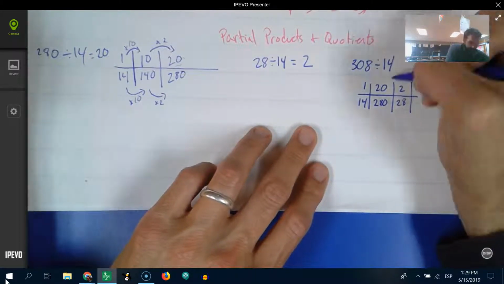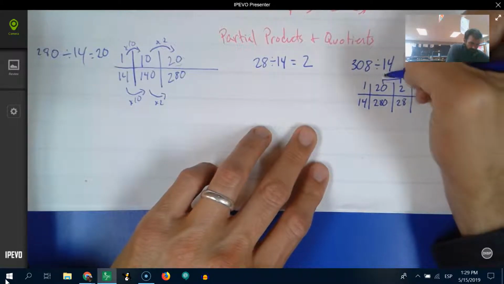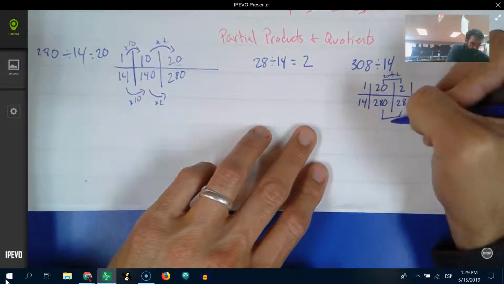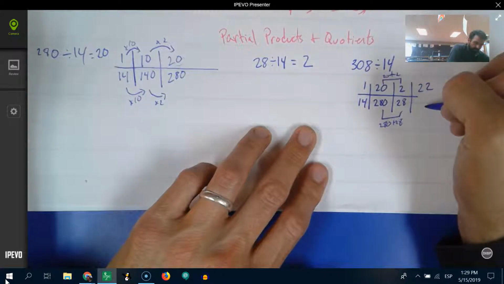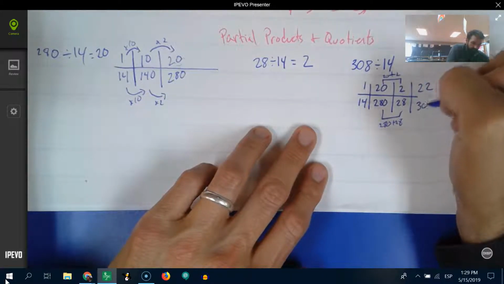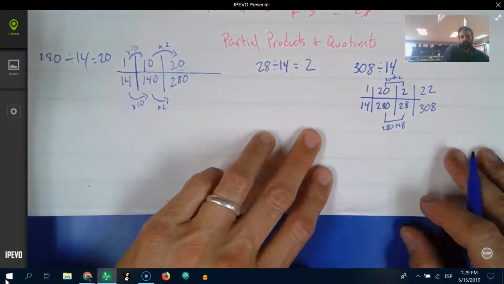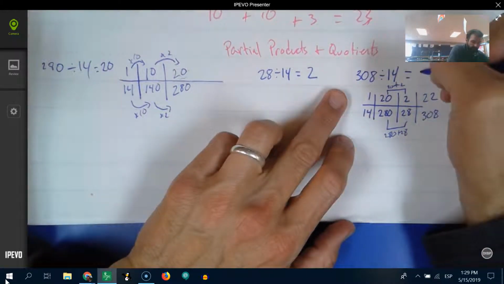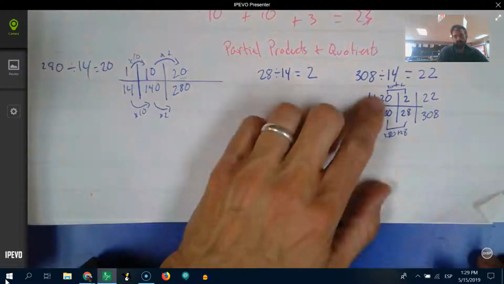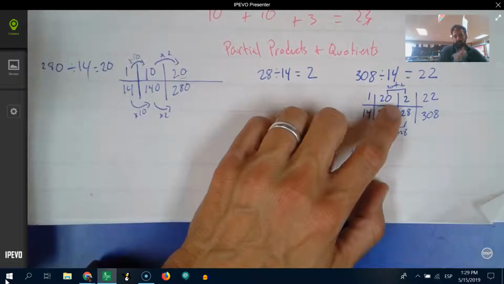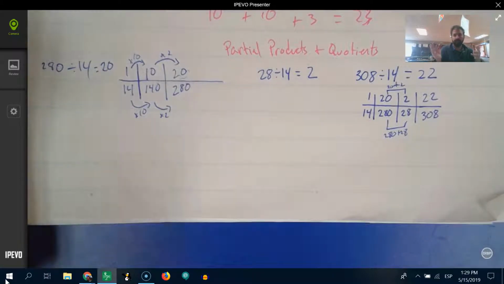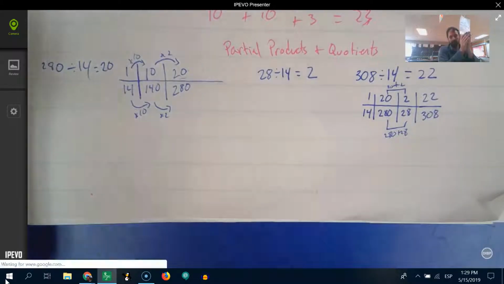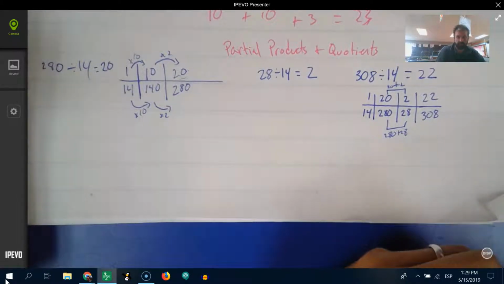And if we add these together, this is 20 plus 2, and this is 280 plus 28. That's going to give me 22, and 308. So that's going to tell me that 308 divided by 14 equals 22. Again, using the partial products that we know and adding them together to get our quotient. Because again, division and multiplication are connected. I go one way for multiplication, and then I can go the other way with that knowledge to get my division facts, or my division answer.